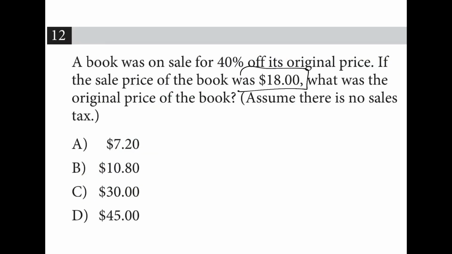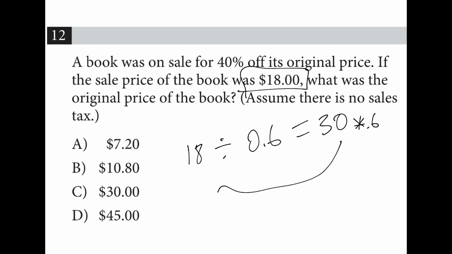The sale price is 18. What was the original? So we're going to divide by 60%, or 0.6. This gives us $30. If we wanted to test to see if that is correct, we can multiply by 0.6 and we'll get back where we started. So $30 was the original price.